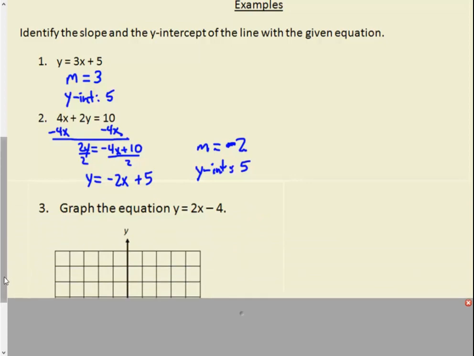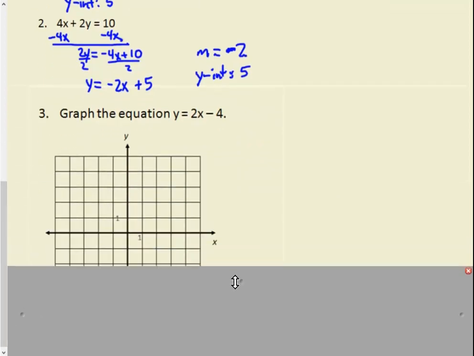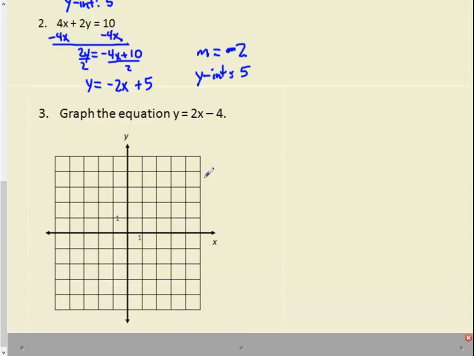Number 3, now we finally get to the idea of graphing an equation using slope-intercept. Graph the equation y equals 2x minus 4. This is already in slope-intercept form, so we know that the slope is 2 and the y-intercept is negative 4. So we can start with the y-intercept at negative 4. So 1, 2, 3, 4. There's our negative 4.